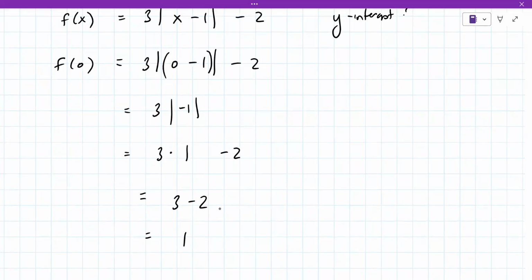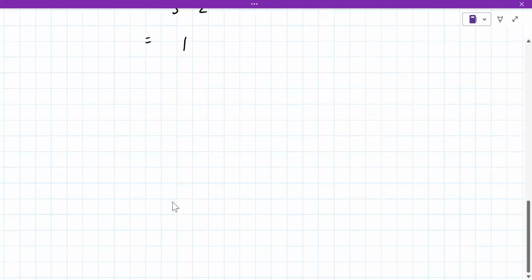Now, you don't have to go through all the steps that I've gone through. I'm just showing them to help you here. Subtract 1 from 0, you get a negative. The absolute value always returns a positive. Then you multiply, then you subtract, and you get your final answer. But the y-intercept, generally, is where x is 0.